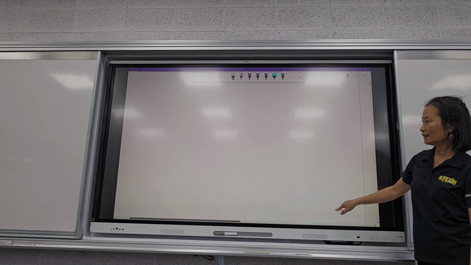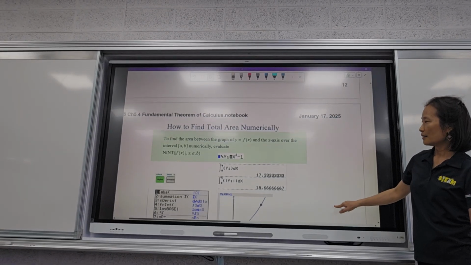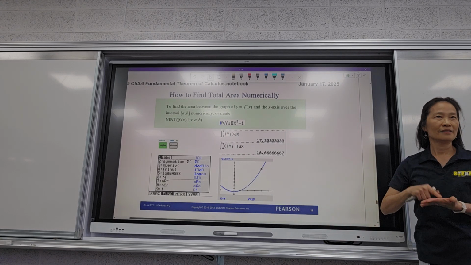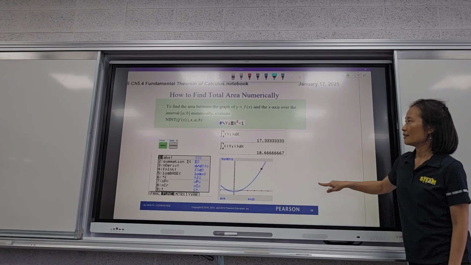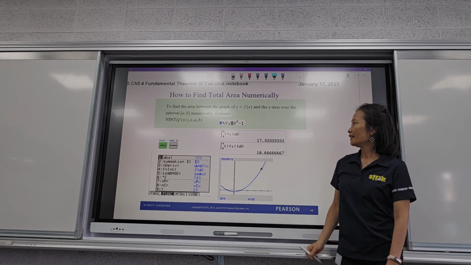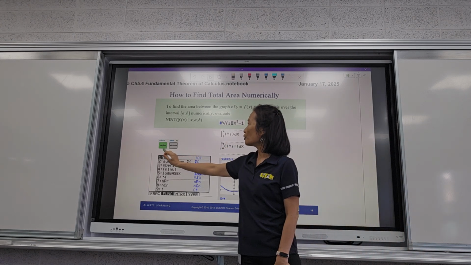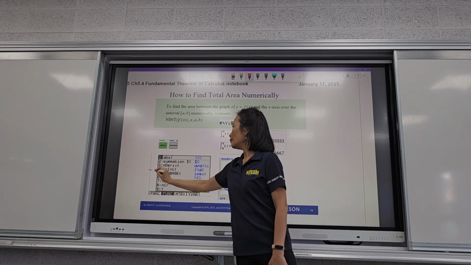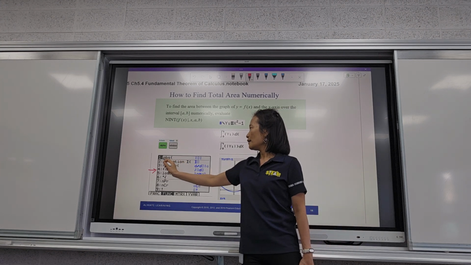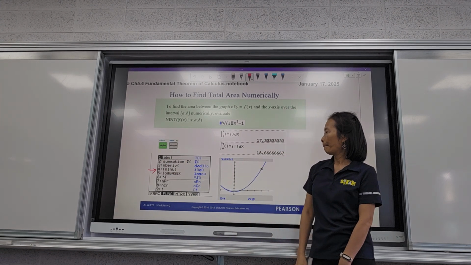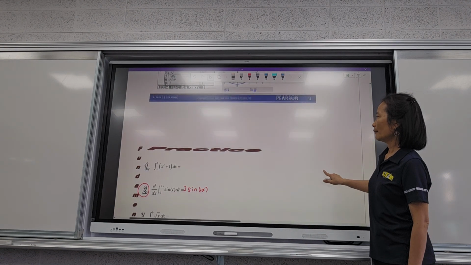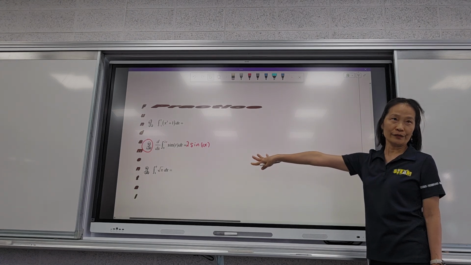Okay, move on. Next. Everybody know how to use the calculator to find the integral, okay. So this is a little guide in case you forget. You can go to alpha window. Number 4 is the finite integral. Number 1 is absolute value. Okay. Do the rest on your own.